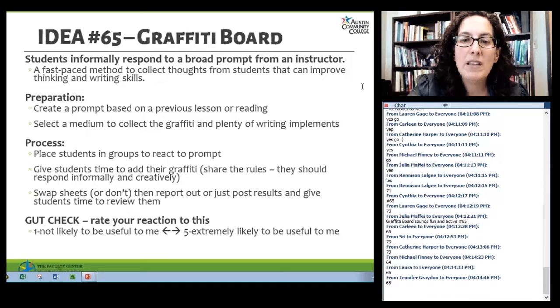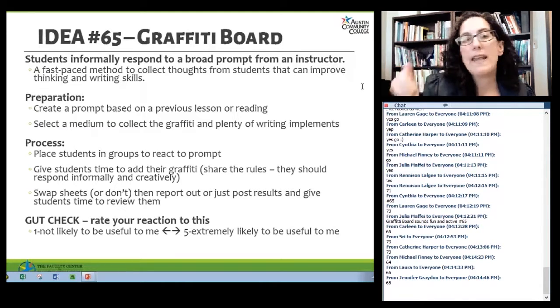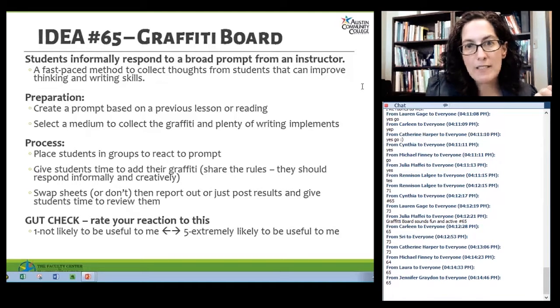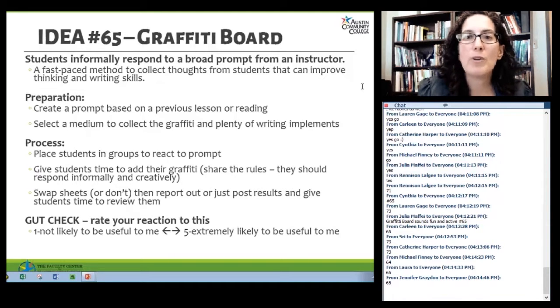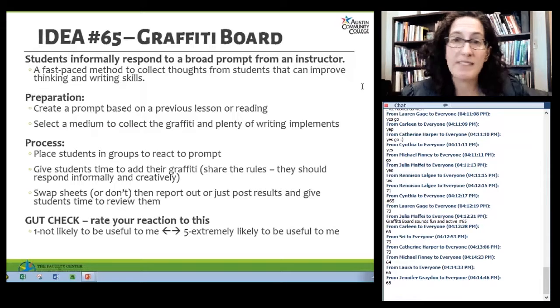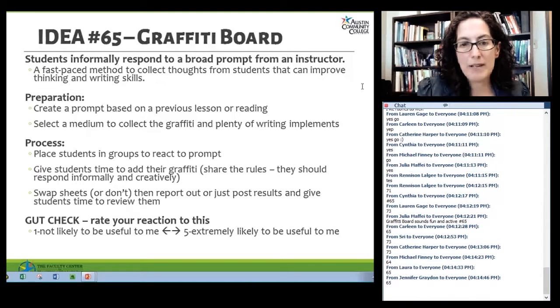And then you select a medium where you're going to be able to collect the graffiti, and you want to make sure you have a lot of implements to write with. When I do this, I usually just use the whiteboard, and I bring tons of markers in different colors. You can do it with a chalkboard. Like I said, you can bring in a giant piece of paper and then bring markers to write on there, however you want to do it, but pretty easy prep.